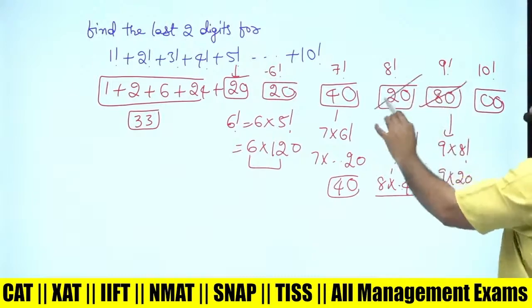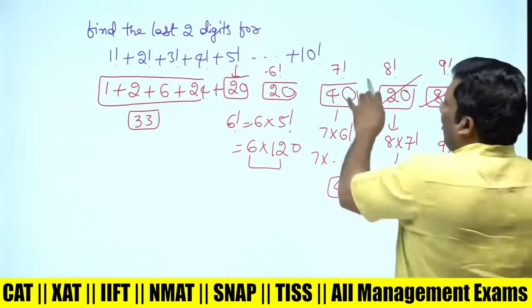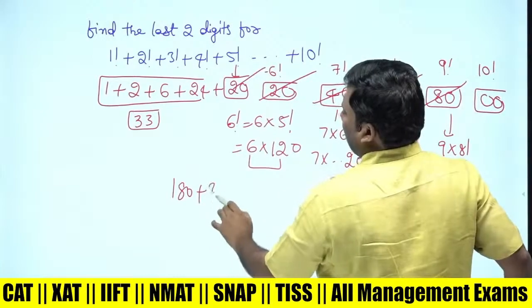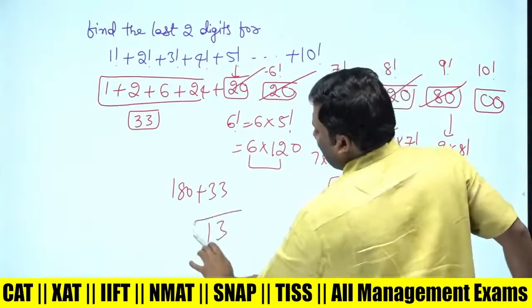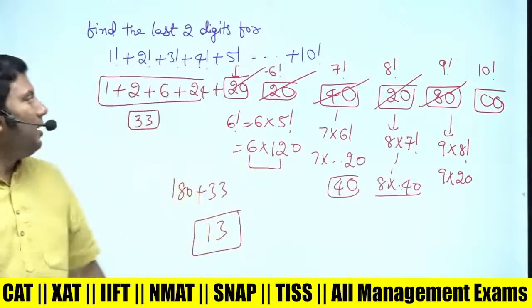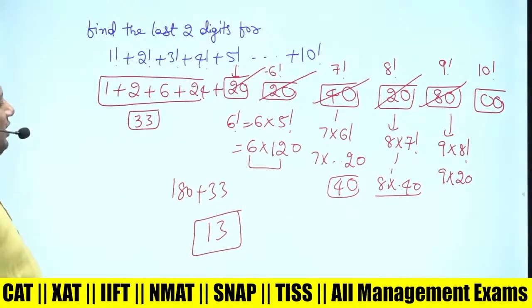80 plus 20, 100. 140, 160, 180. 180 plus 33. Last 2 digits of this factorial sum is 13.